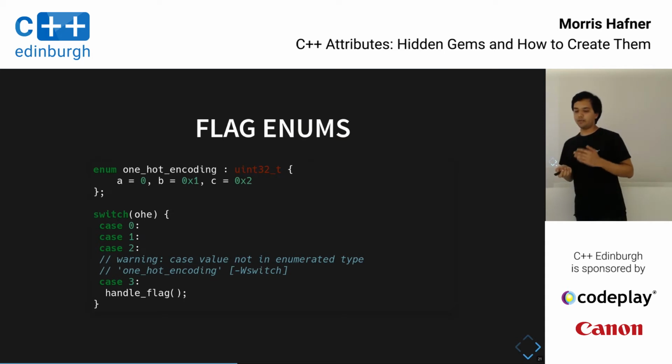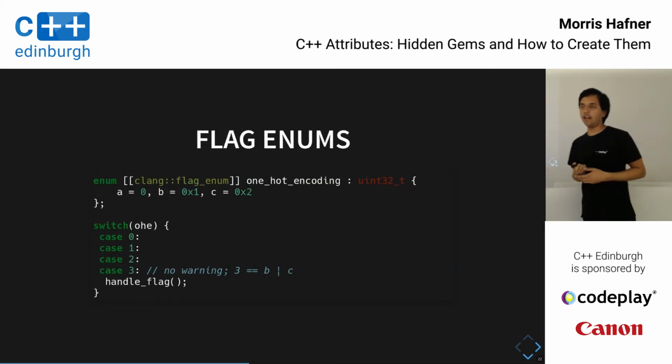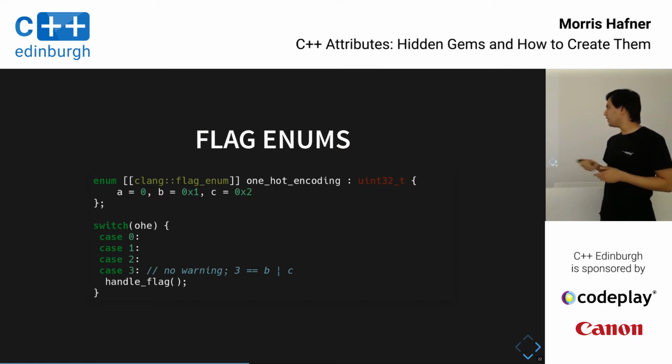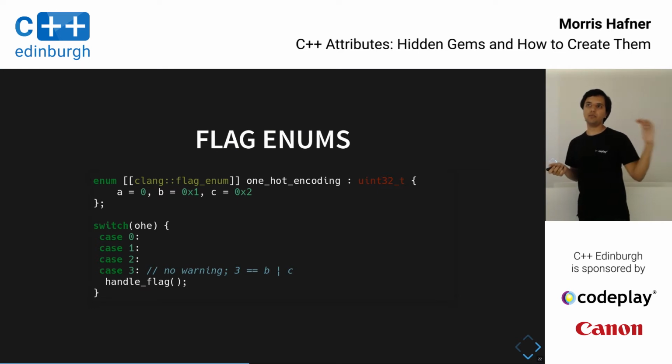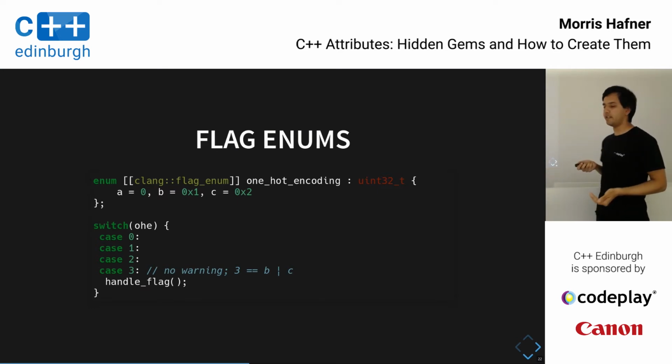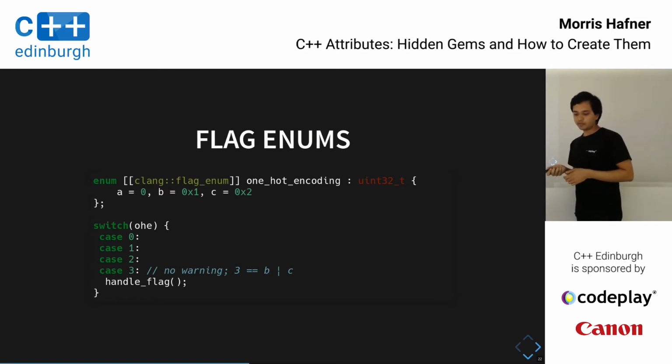We can stop Clang from warning in these cases by attaching the Clang flag_enum attribute and say, this enum just contains a bunch of flags. My possible values are pretty much all the bits you can set to 1. Everything from 0 to the maximum amount of bits that are taken. And then here it stops warning because 3 is actually B, bitwise, and C.